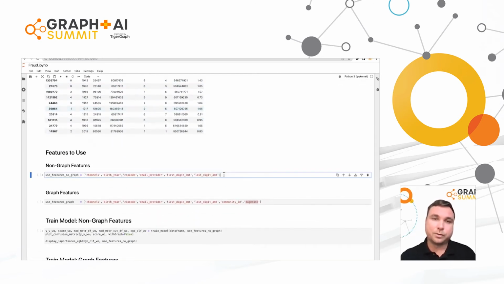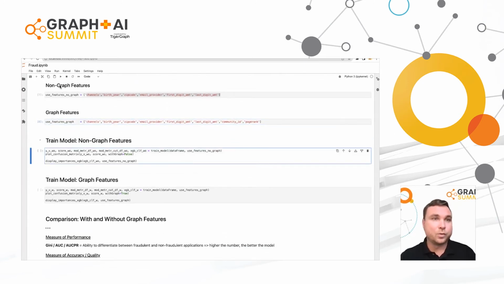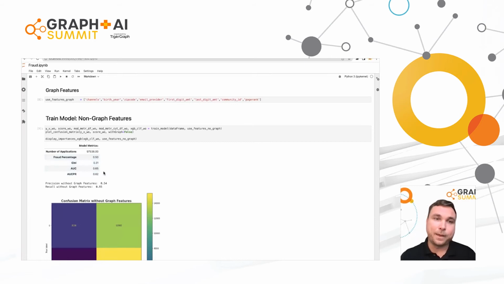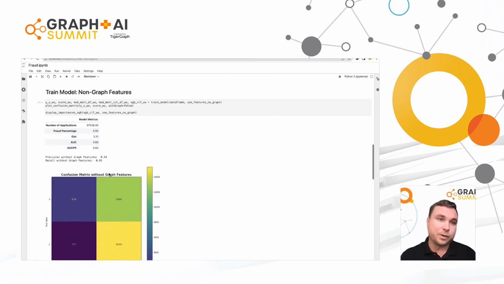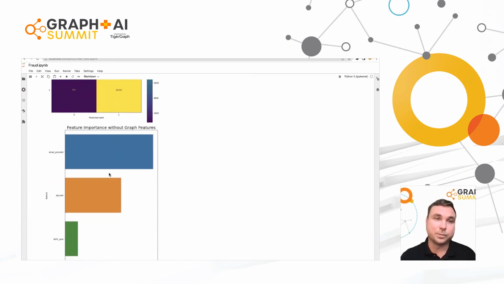And so what we're going to do here is we're going to use non-graph features to train a model, and then use those non-graph features combined with these two graph features to train the model. And so what we actually see is that when we train the model, we have some metrics associated with the performance of the model. That's a confusion matrix. It's kind of a standard way of measuring and visualizing the performance.